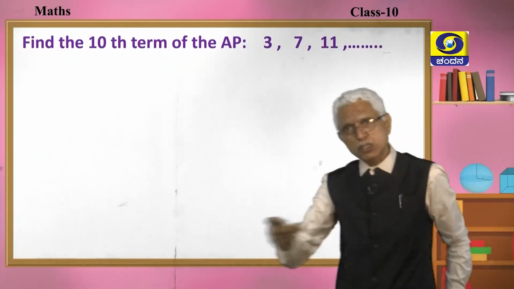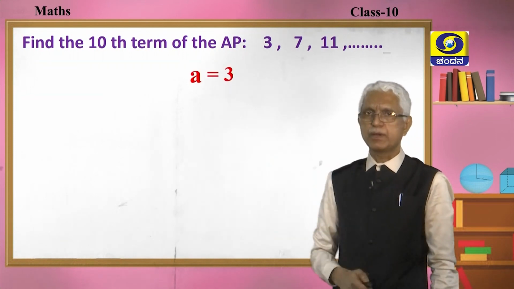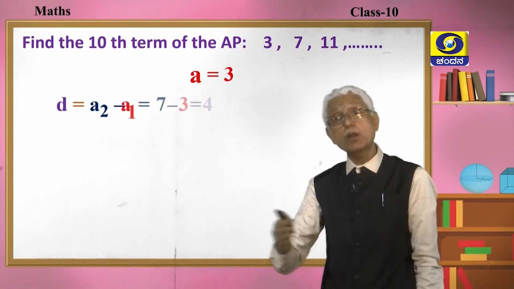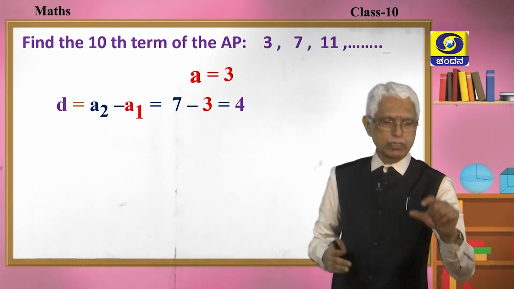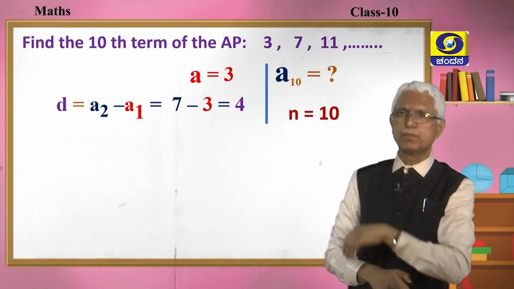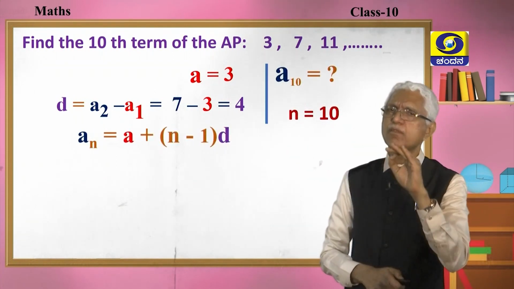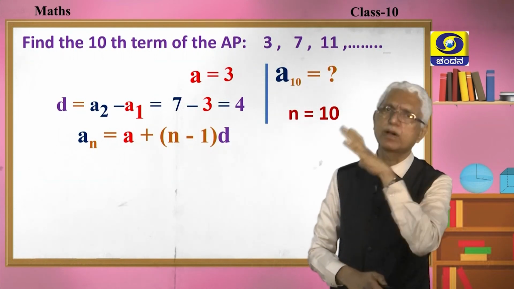Now having understood what is an AP and what is the general form of an AP, what is the formula to find the nth term of an AP, what is the formula used to find out a particular term from the end, we will work out a few problems to make sure we have a very good understanding of all the concepts that we have learned so far, my dear children.